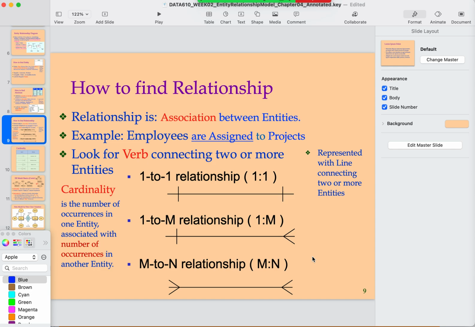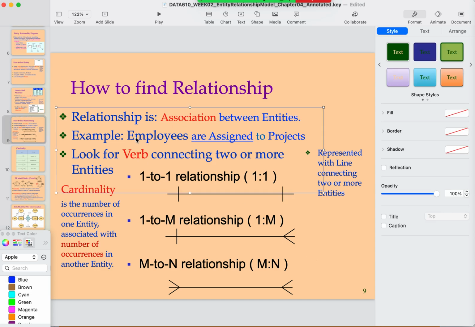Now, how to find the relationship? In the customer description, the relationship will be an association between the entities. So, for example, employees are assigned to projects.